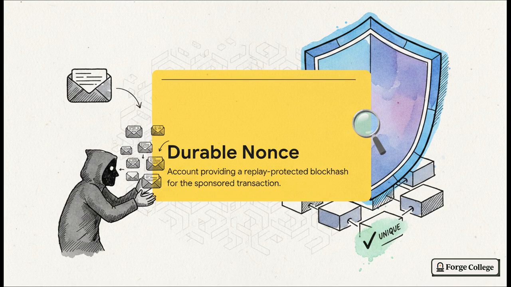A durable nonce is an on-chain account that gives us a unique, replay-protected block hash. The relayer uses this specific block hash for the sponsor transaction. Once that transaction actually goes through, the nonce is either consumed or advanced. That means that exact transaction literally cannot be submitted a second time. It is our ultimate shield against replay attacks.